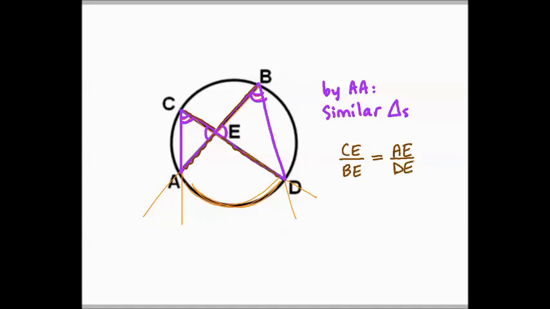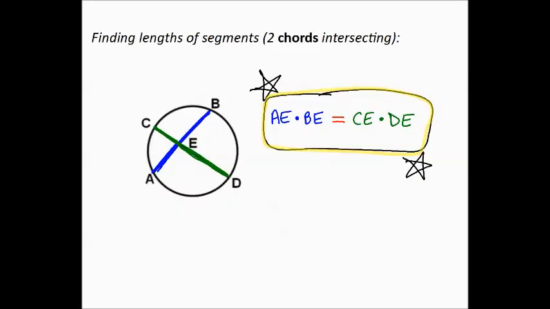Well, how does that help us? How do we solve a proportion? We cross multiply. So AE times BE looks like this, equals, cross the other way, CE times DE. Look familiar? It should. That's the formula you just wrote down. AE times BE equals CE times DE. We got it from similar triangles.